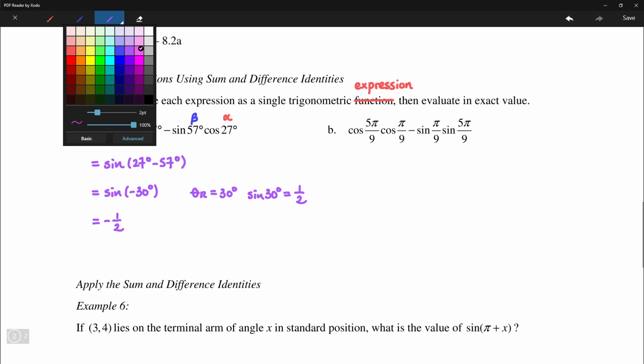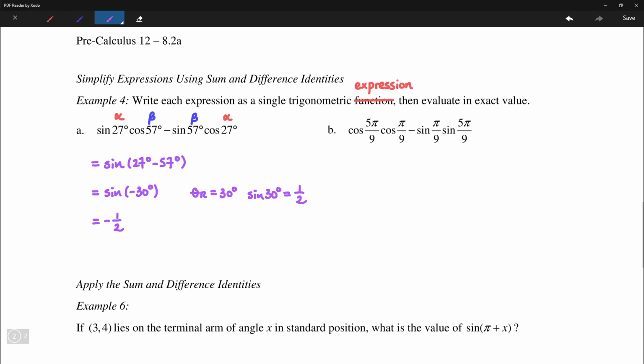On the right-hand side, something very similar. Here we have cosine 5 pi over 9, cosine pi over 9 minus sine pi over 9, sine 5 pi over 9. So again, same kind of thinking here. We'll let 5 pi over 9 be alpha, and then pi over 9 be beta. And this is actually the sum identity for cosine. So we can rewrite this as cosine of 5 pi over 9 plus pi over 9.